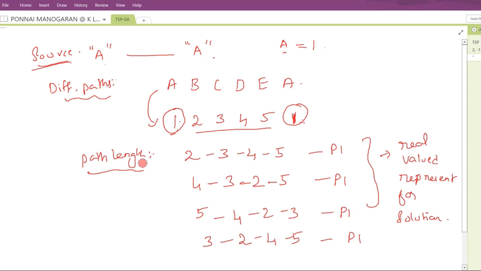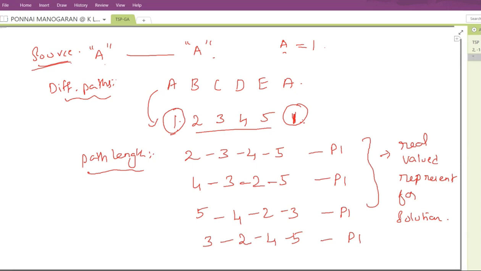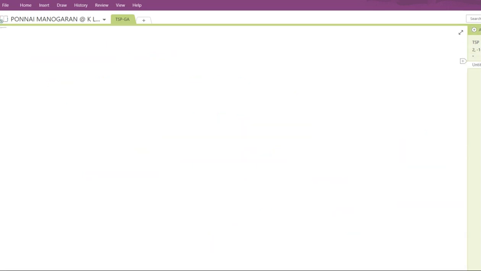Once we understood this, another important concept is how do we perform crossover. Because in a genetic algorithm we need to perform the crossover operation. How do we perform the crossover operation? That is the important point.